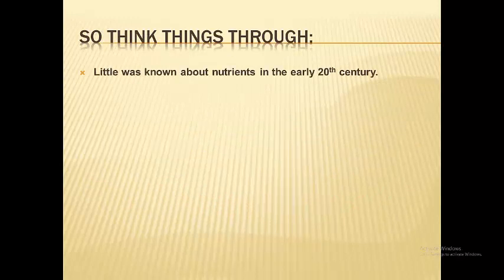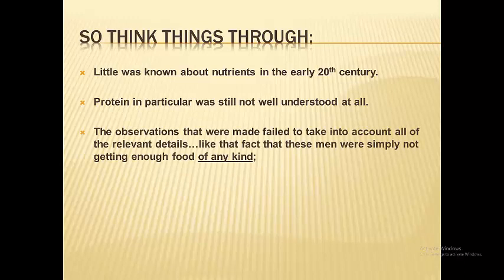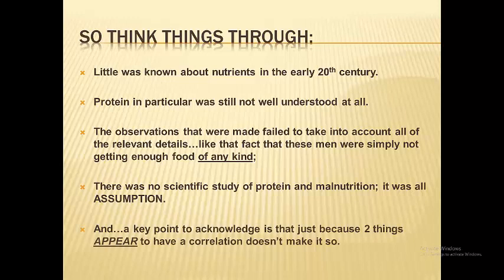Little was known about nutrients in the early 20th century. Protein in particular was still not well understood at all, and the observations that were made failed to take into account all of the relevant details, like the fact that these men were simply not getting enough food of any kind. There was also no scientific study of protein and malnutrition. At this point, people were making assumptions. And a key point to acknowledge is that just because two things appear to have a correlation, appear to be related, doesn't make it so. In fact, in science we say correlation does not equal causation. Just because two things appear to be related does not mean that one caused the other.